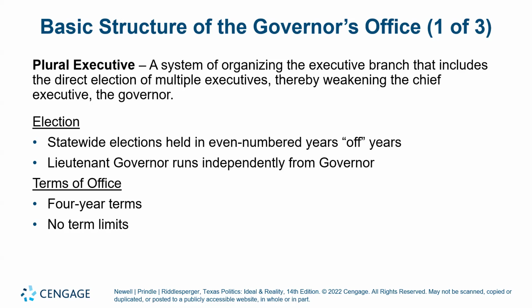That was a result of what happened after the Radical Republicans were kicked out at the end of Reconstruction, where the state constitution was rewritten to really limit the governor's power, and those limits are still around to this day. In terms of elections, statewide elections, of course, these are elections for the plural executive members. These are held in even-numbered years, and they're also called off years. So even-numbered off years.